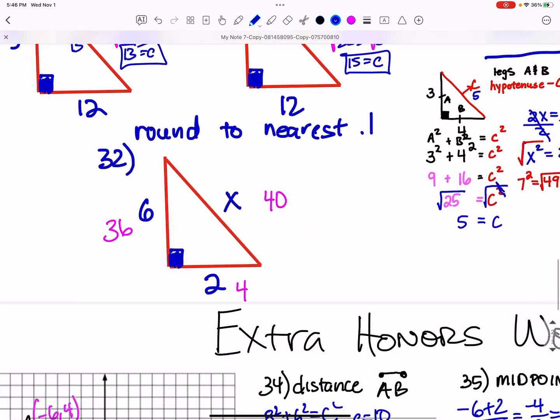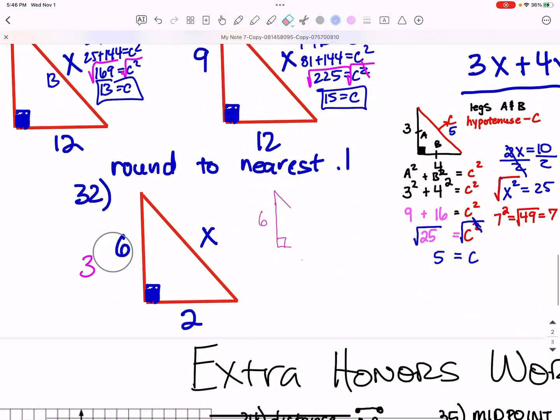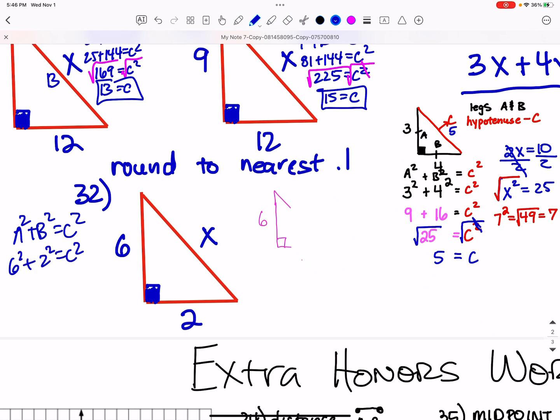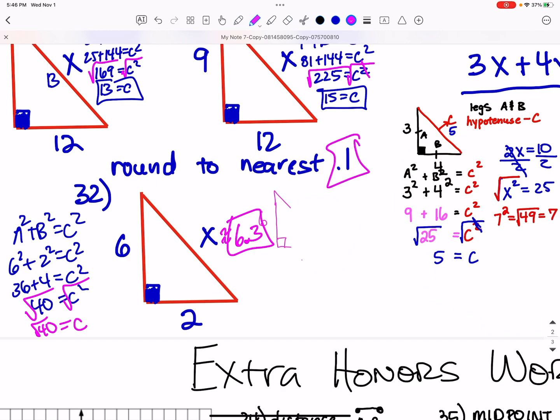All right, over here, like you can already see I did it with someone else. Let's see. A squared plus b squared equals c squared. 6 squared plus 2 squared equals c squared. 36 plus 4 equals c squared. 40 equals c squared. Take the square root. C equals the square root of 40. Now, I don't know the square root of 40. That's not a pink card, so I can throw it in my calculator. 40 hit square root, and it's about 6.3. So we're rounding that to the nearest tenth.